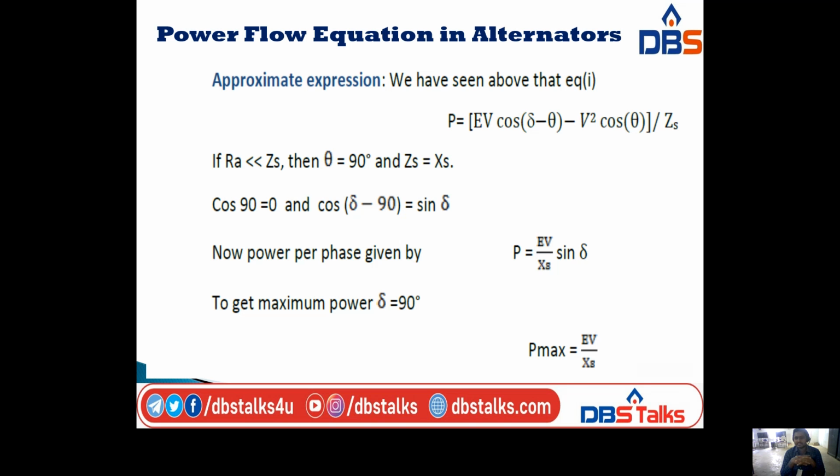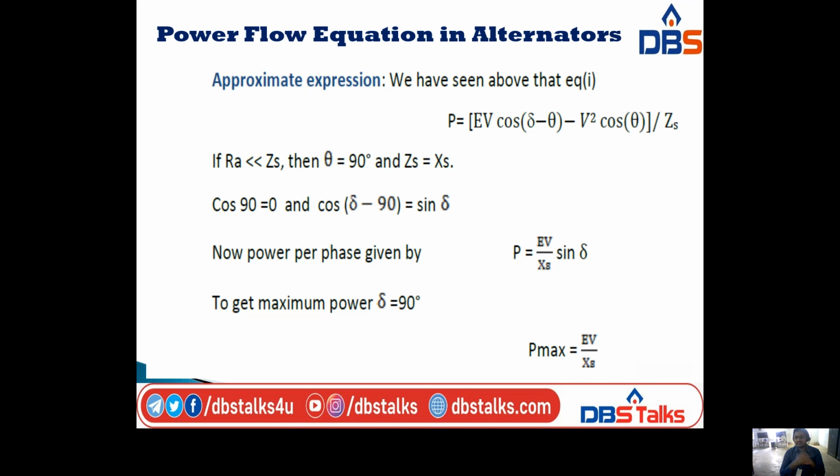Next, here I am taking the approximate expression. We have seen above equation number 1, that is P is equal to EV cos of delta minus theta minus V square cos of theta by Zs. In this case, if the armature resistance Ra is more or less than Zs, then theta is equal to 90 degrees and Zs is equal to Xs. This is the condition I am taking. So these two conditions we have to substitute in the first equation.